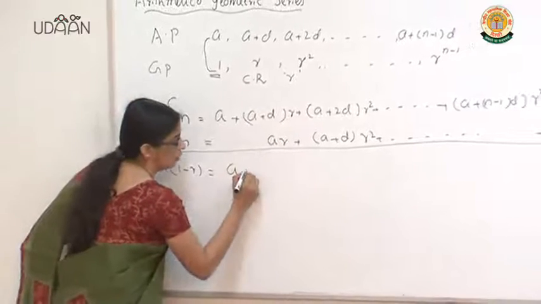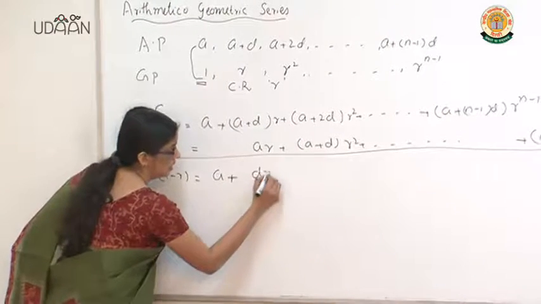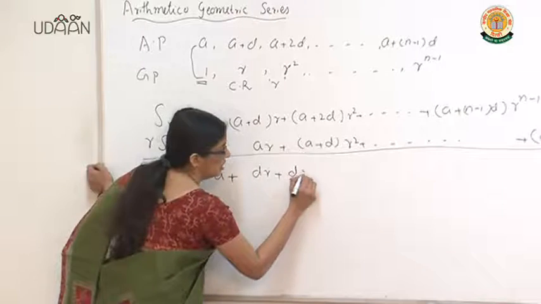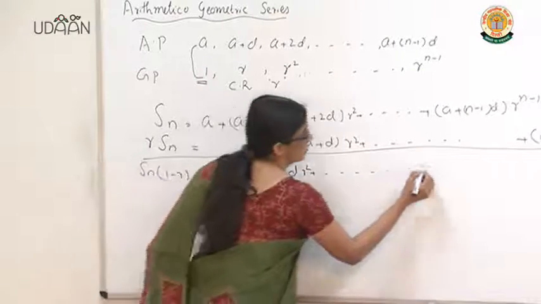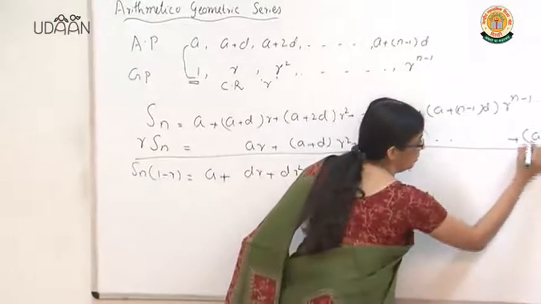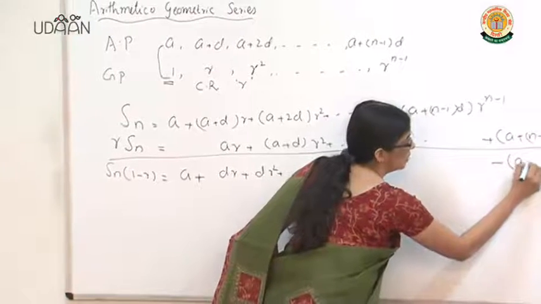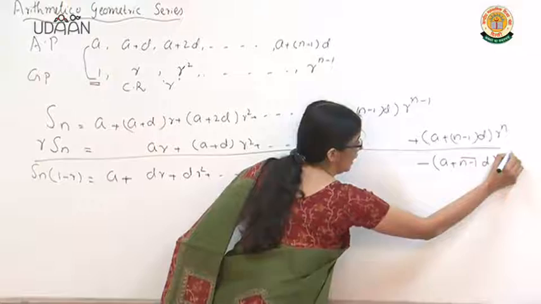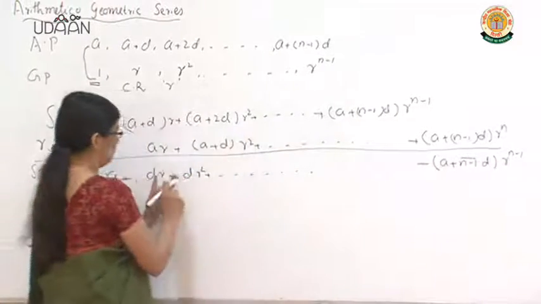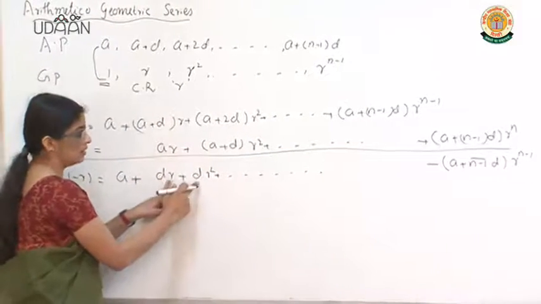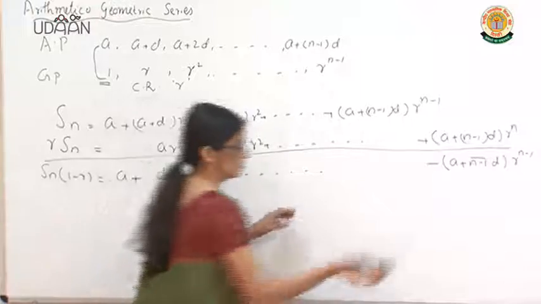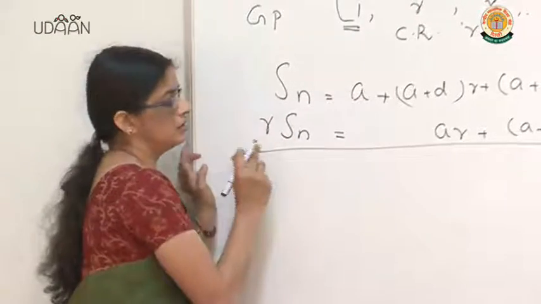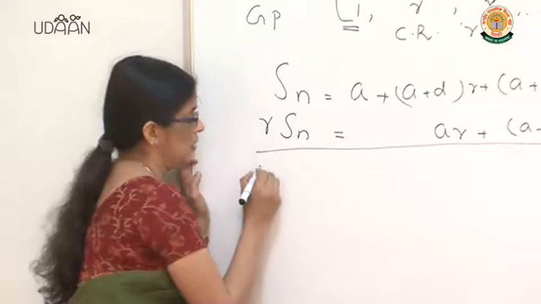ar will get cancelled. What will be left here? dr. Similarly, ar square cancels, dr square, plus etc. The last term would be minus of the ungrouped term a plus n minus 1 d, r power n. Now you follow the series. Repeat. I am going to subtract the second equation from the first.